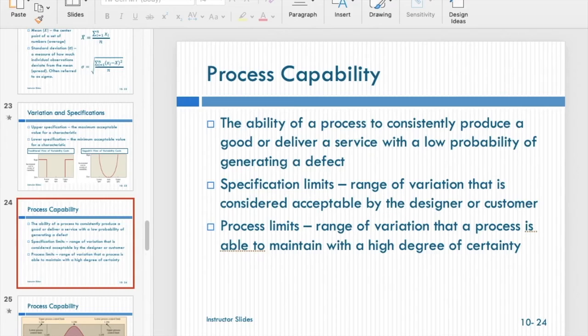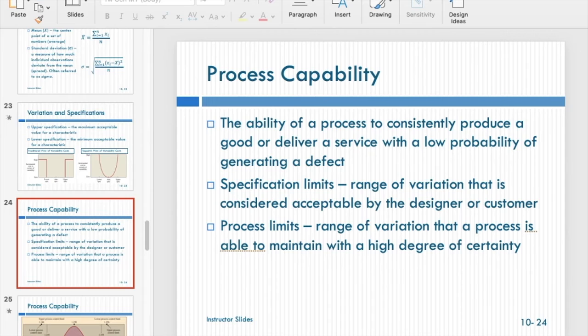The specification limit is a range of variation that is considered acceptable by the designer or the customer. Okay, so the core idea of a specification limit is basically a range of variation, designed by your manager or by the customer. So this is your plan. You hope that in the production process the unit is within this range.